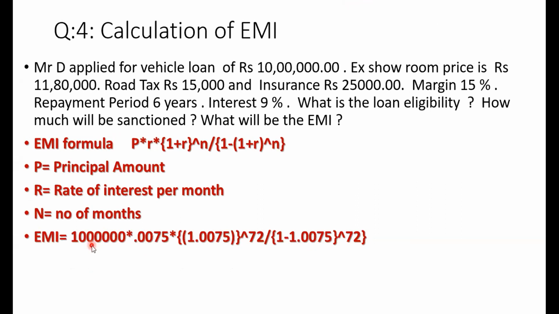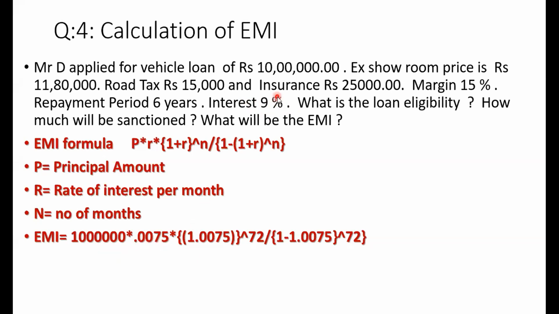Better you put the entire number, don't put only 10. So 10 followed by so many zeros, into 0.0075. Why? The 9 is per annum, even without being told. So 9 divided by 12 is 0.75. Again, you have to convert to decimal by dividing by 100, so 0.0075. If you put 0.75, things will be wrong.